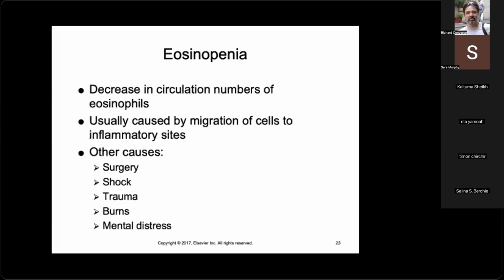Eosinopenia is a decrease in the circulating numbers of eosinophils, and it can be caused by migration of cells to inflammatory sites. Other causes include surgery, shock, trauma, burns, and mental distress. Note that all of these induce stress. And one of the things that happens with stress is the production of cortisol, and that suppresses inflammation. And if we suppress inflammation, we can drop eosinophil counts.